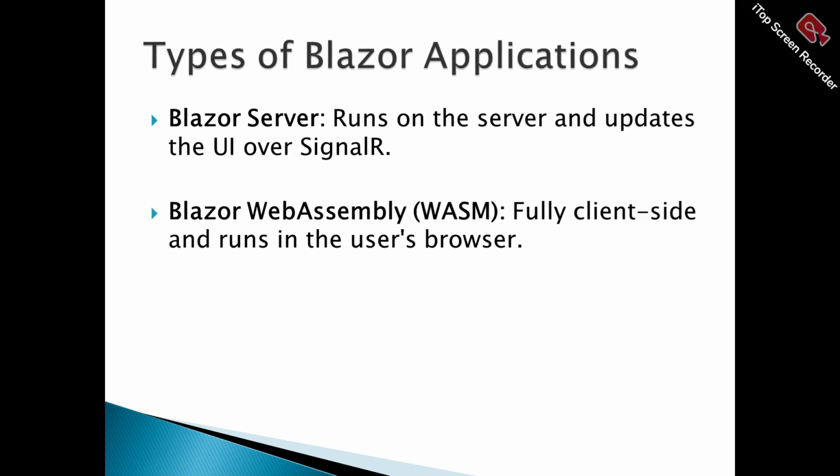So there are two types of Blazor application. First is Blazor Server, which uses the server to run the application and uses SignalR at the backend to update the UI. The second one is Blazor WebAssembly. It runs on the client side, meaning it runs in the client browser, so there is no need for a server to render this application.